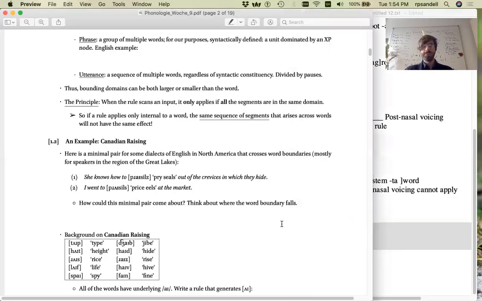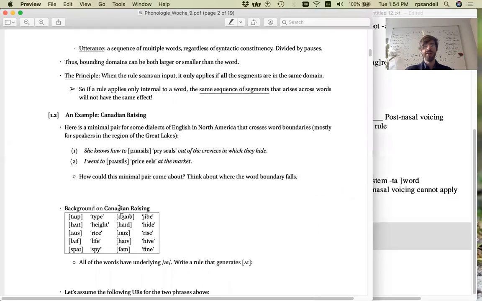So before we try to explain the difference in these two phrases in greater detail, let's obtain a little more background on the process of Canadian raising and what segments actually condition its application. So here are just some words. If we were just looking at words, as we've done for the most part so far in this course, we would see we have one set of forms on the left mostly, which usually have this raised diphthong, and the forms on the right have the lower diphthong.